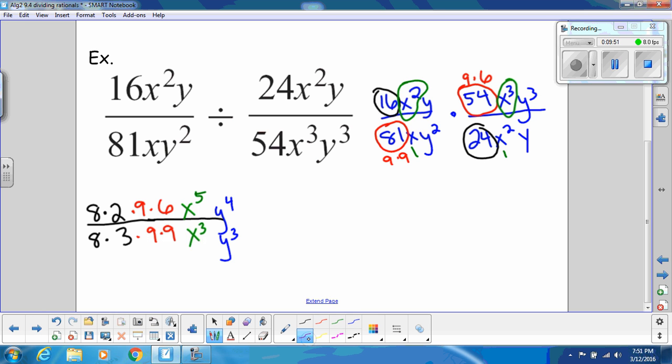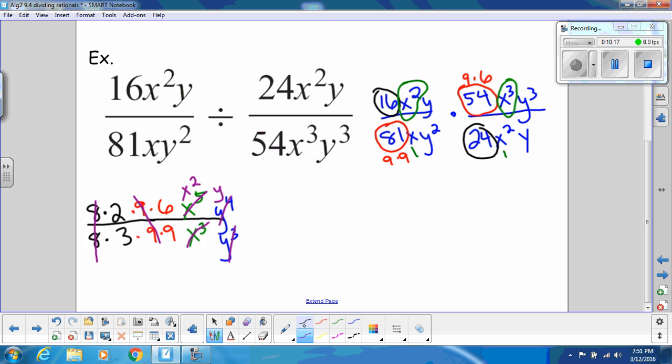All right, let's cancel. The 8's cancel, the 9's cancel. And then we have x to the 5th over x to the 3rd, so all 3 of them will cancel down there, 3 of them will cancel up here, but I'll be left with x squared. Down here I'm going to cancel all 3 of them up here. That'll leave me with y to the 1st.